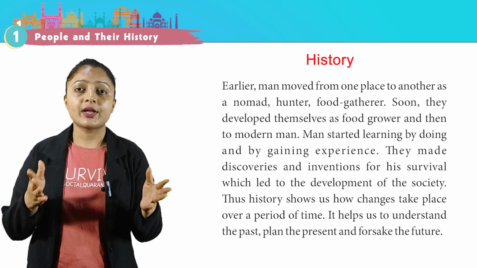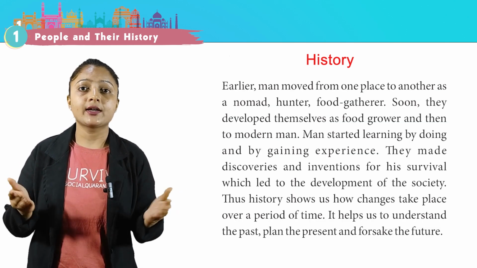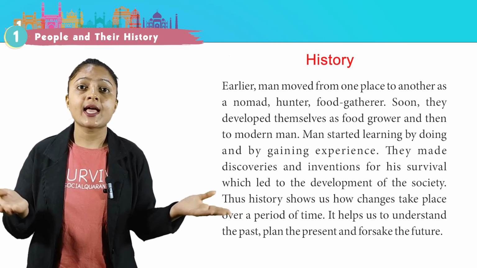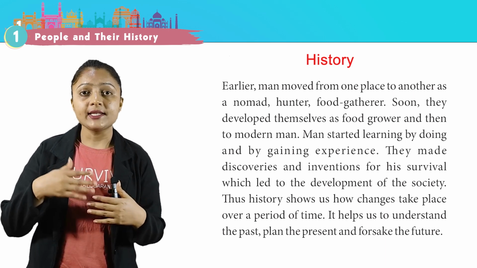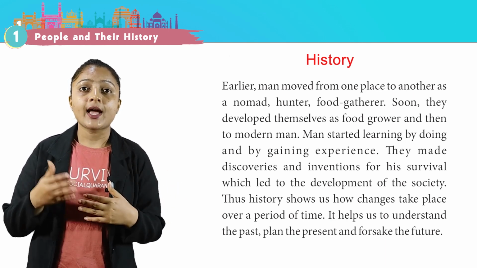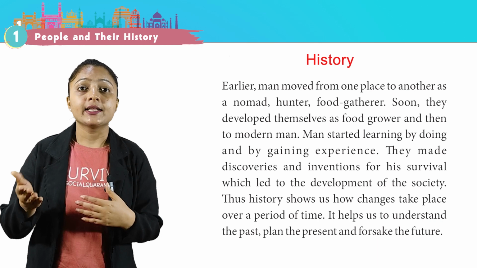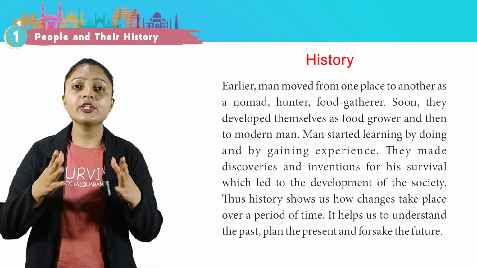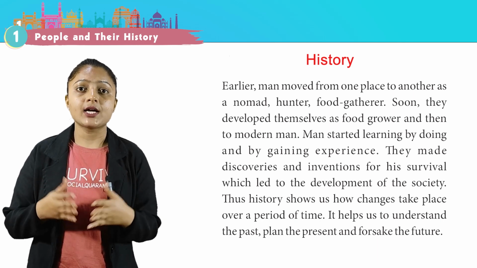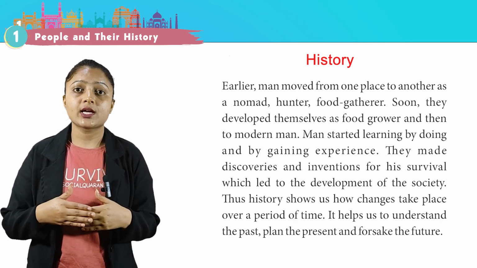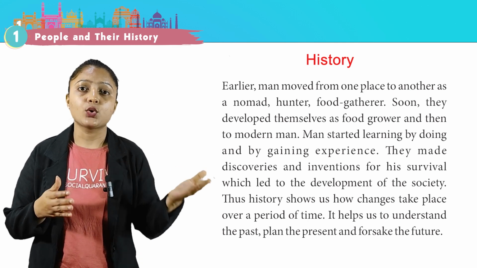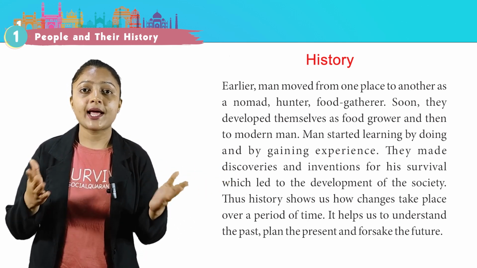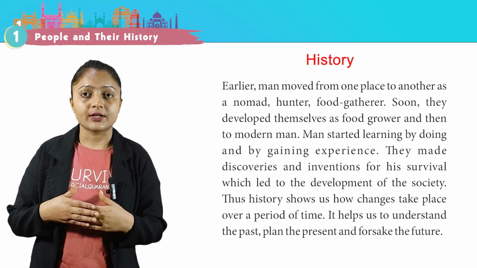Earlier men moved from one place to another as a nomad, hunter, food gatherer. Soon they developed themselves as food growers and then to modern man. Man started learning by doing and by gaining experience. They made discoveries and inventions for his survival, which led to the development of the society. Thus, history shows us how changes take place over a period of time. It helps us to understand the past, plan the present, and foresee the future.